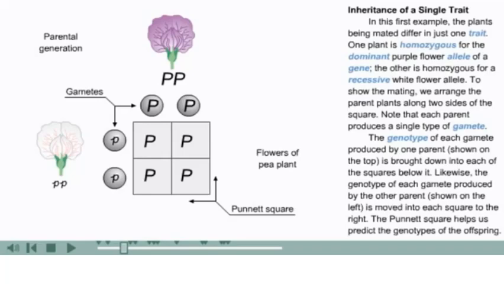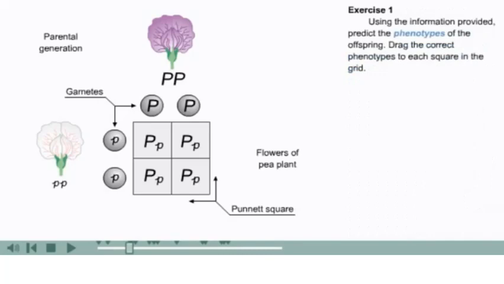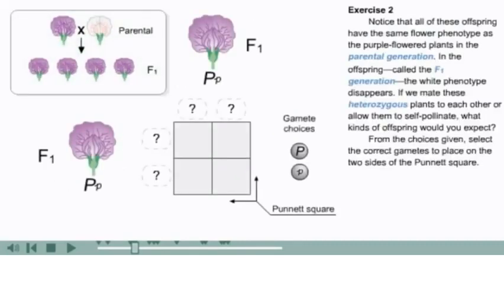The genotype of each gamete produced by one parent is brought down into each of the squares below it. Likewise, the genotype of each gamete produced by the other parent is moved to each square to the right. This is known as a Punnett square. So exercise 1: using the information provided, predict the phenotype of the offspring. Drag the correct phenotype to each square in the grid.